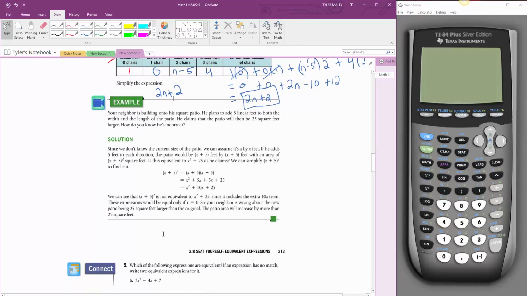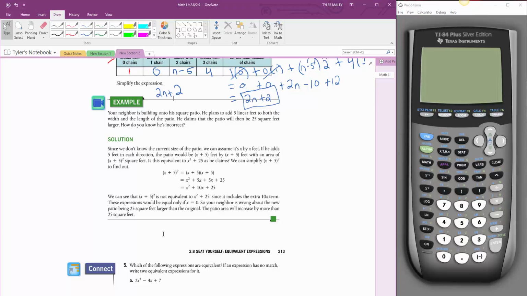So now let's look at the example here that's in the book. It says your neighbor is building onto his square patio. He plans to add 5 linear feet to both the width and the length of the patio. He claims that the patio will then be 25 square feet larger. How do you know he's incorrect? So we don't know what the original patio length is, right?